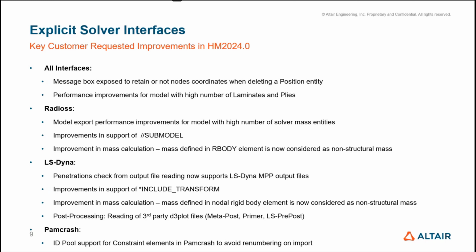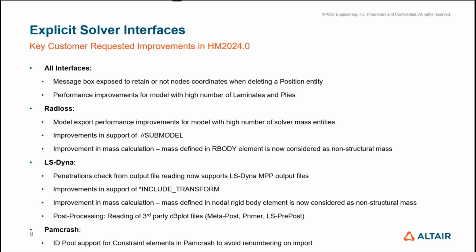Finally, and I hope this is the last mass calculation update, with an improvement for the mass calculation considering rigid body elements. So now we correctly consider the mass of the rigid body as non-structural mass. This now improves and gives the correct results when you calculate the masses of elements and components, and the rigid body owns a mass themselves. So this is now considered as non-structural mass.